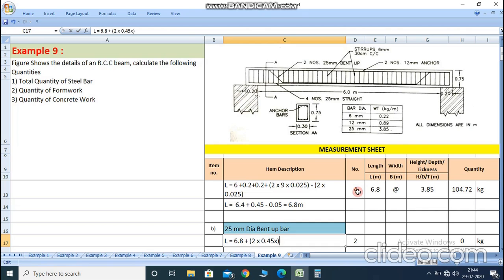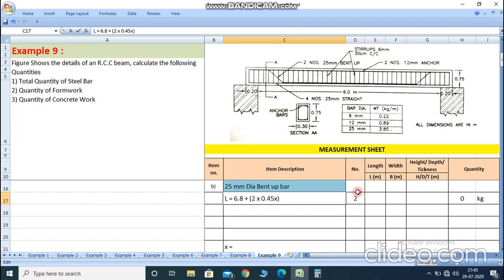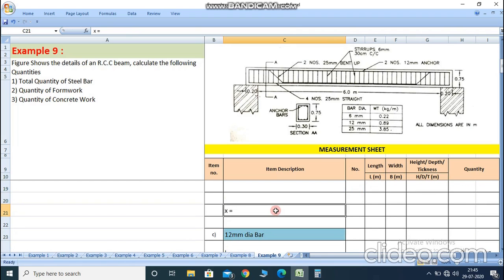For finding out the x value, it totally depends on the depth of the beam, then the cover, then the diameter of the bar and stirrups. So first we calculate the x value. Here the depth of the beam is 0.75 meter. So we write here 0.75 minus 2 times cover. On both sides, lower and upper side, we minus the cover. So minus 2 multiplied by 0.025. We assumed 2.5 centimeter cover thickness.